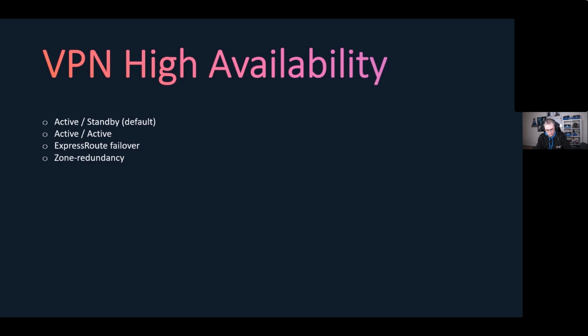By default, a VPN sits in an active standby setup. So this means that if the active connection fails for whatever reason, there is another connection that will pick it up. But there will be a couple of seconds to maybe a minute of downtime whilst that switchover happens. This is the default. So if you deploy a VPN with what looks like a single connection, there is a second set of resources sat there waiting. They're just in standby mode.